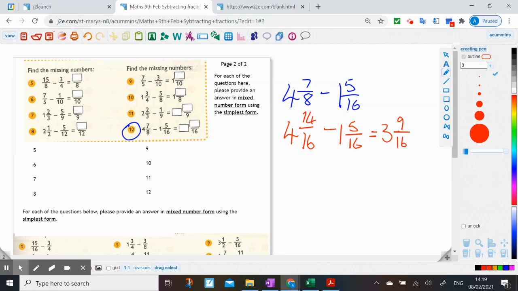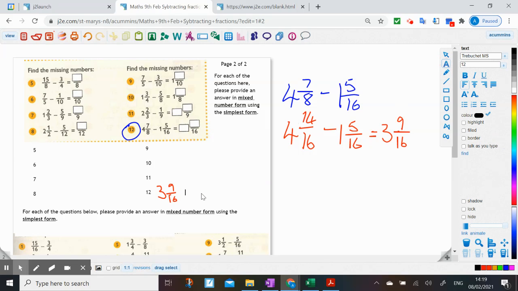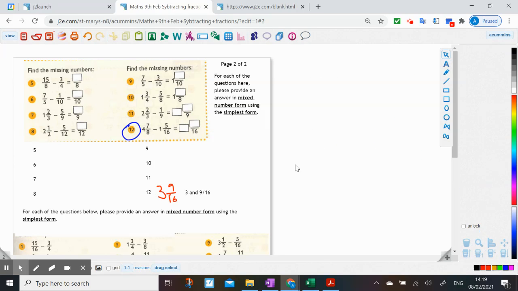So our answer to go for question 12 would be 3 and 9/16. If you don't want to write on the question sheet, of course, you could have written 3 and 9/16. And that gives you the answer. So I'll leave that one there for you as an example of an answer and how to form it.